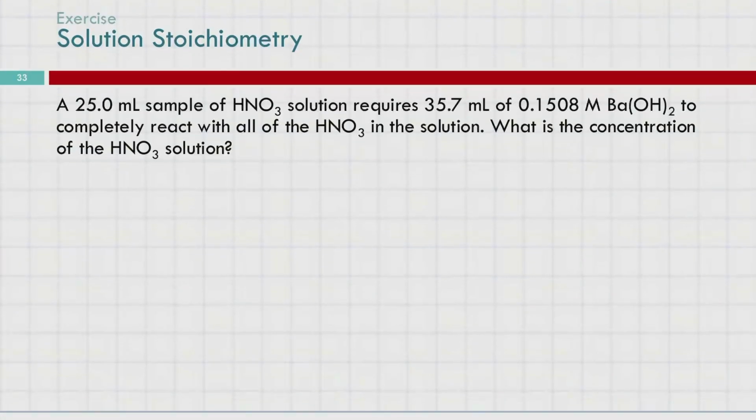A 25 milliliter sample of nitric acid solution requires 35.7 milliliters of 0.1508 molar barium hydroxide to completely react with all of the nitric acid in solution. What is the concentration of the nitric acid solution? So this follows a similar solution map. We're still using the concepts of molarity, and there is some solution stoichiometry. We haven't covered acid-base reactions yet, so I'll give you the balanced chemical equation.